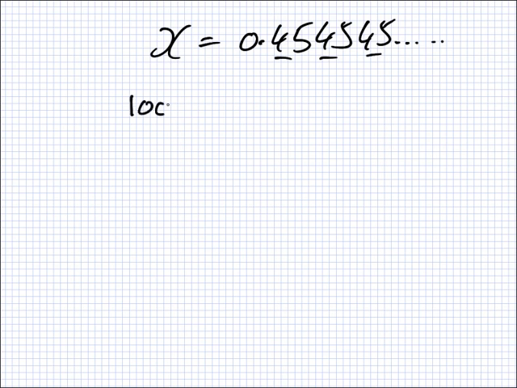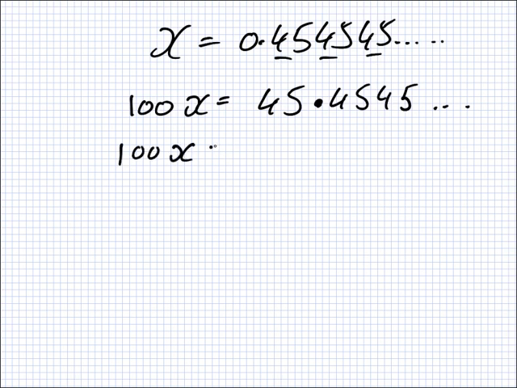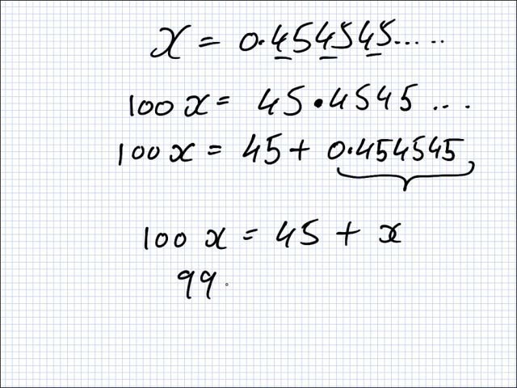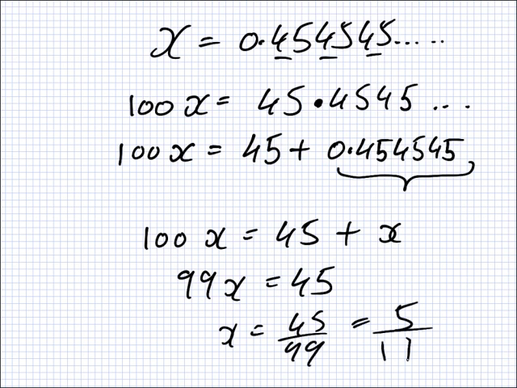So if you multiply by 100, you get 45.4545, and so on, etc. And then you subtract. That's it. Or maybe what I'll do is I'll just write this as 45 plus 0.454545, and then you realize this guy here, that's x. So that's 100x equals 45 plus x. So then that's 99x equals 45. x is 45 over 99, which is 5 over 11. Same answer.